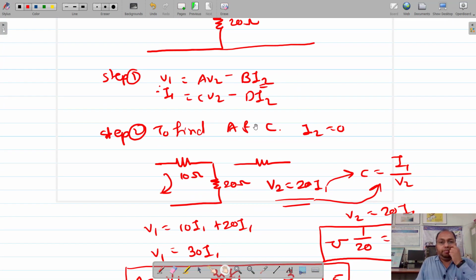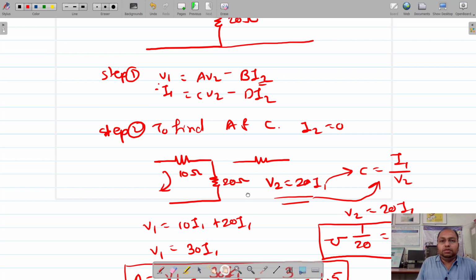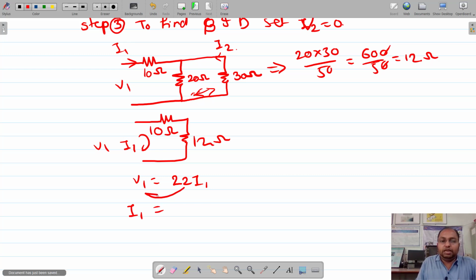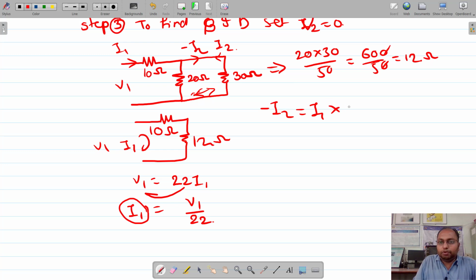What can be our B? B is nothing but V1 by I2, right? So we need to find out a relation between I1 in such a way that I will be getting the V1 term. So let us find out I1. I1 can be found out like so, let us transfer this 22 to the left hand side. So V1 divided by 22, that will be my I1. And let us find out I2 then. Minus I2 is equals to I1 into opposite branch resistor, 20 ohm, divided by 20 plus 30.